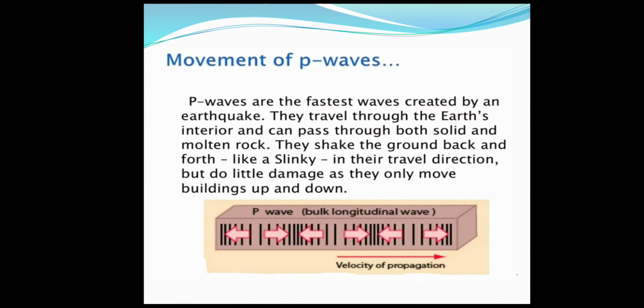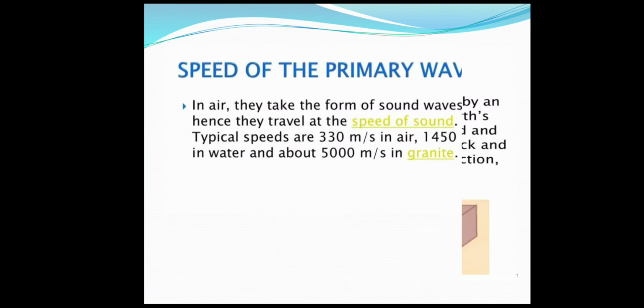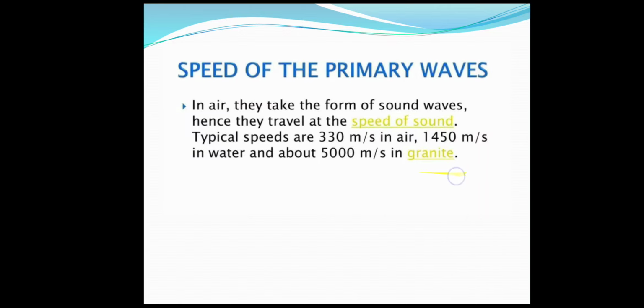So P waves are the fastest waves created by an earthquake, traveling throughout the earth and inner surface of the ground. They shake the ground back and forth in the travel direction, but the little damage that occurs to buildings is up and down. So these are the P waves, bulk longitudinal waves. So what is the speed of the P waves? The typical speed of the P waves is 330 meters per second in air, 1450 meters per second in water, and 5000 meters per second in granite.